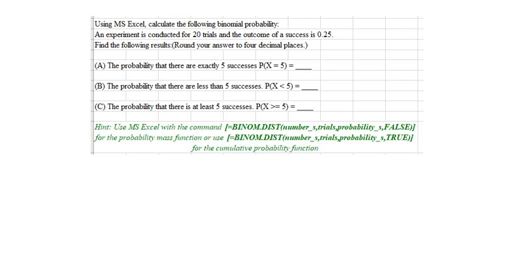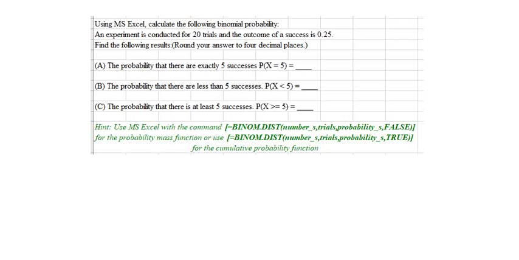In this example, we're asked to use Microsoft Excel to calculate the following binomial probability. In this binomial probability experiment, we conduct 20 trials and the probability of success for each trial is 0.25. We're going to find the following results and round our answers to 4 decimal places. So the first one is the probability that there are exactly 5 successes.